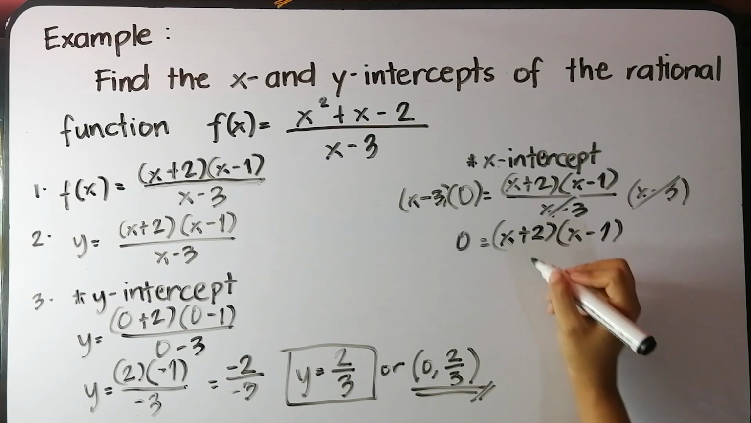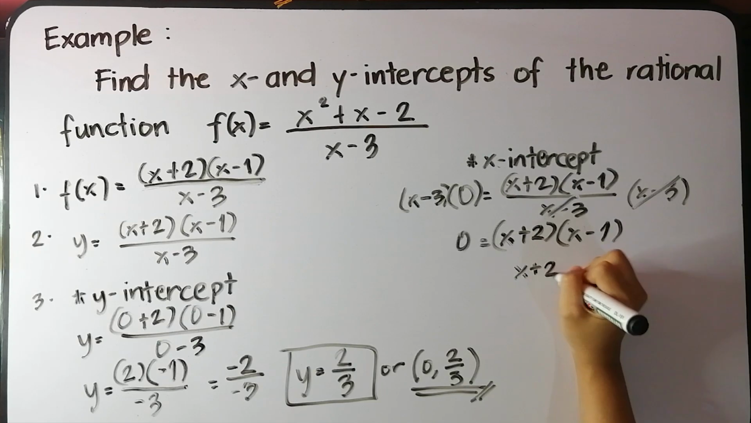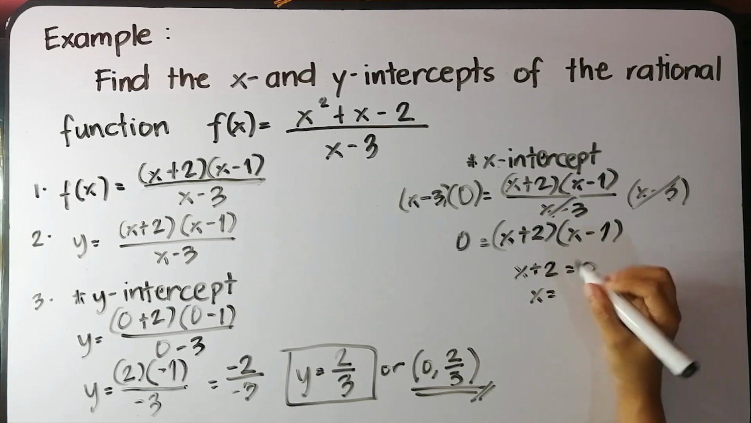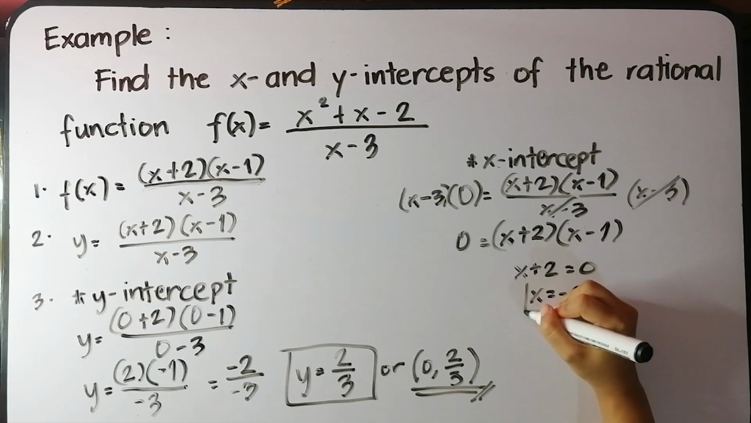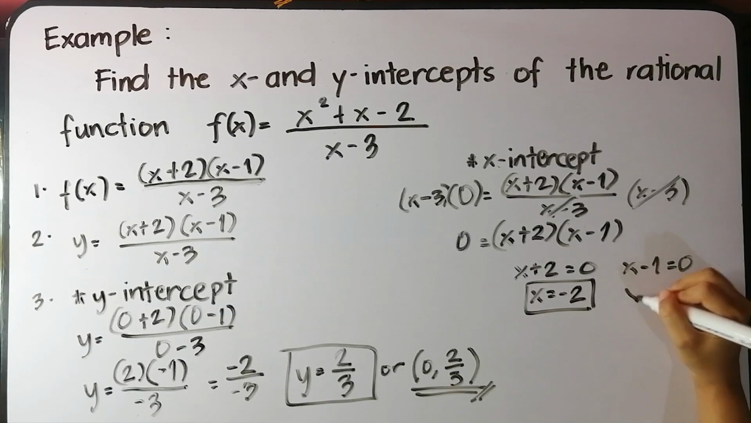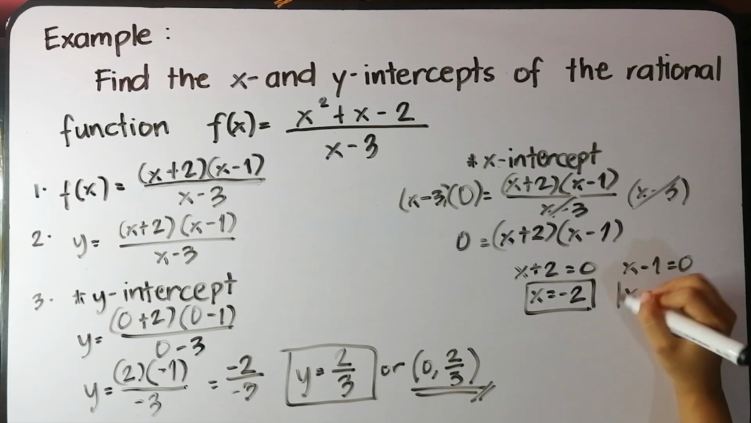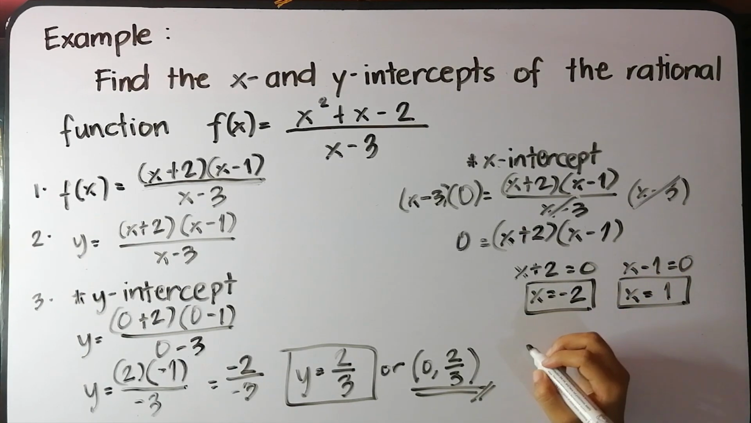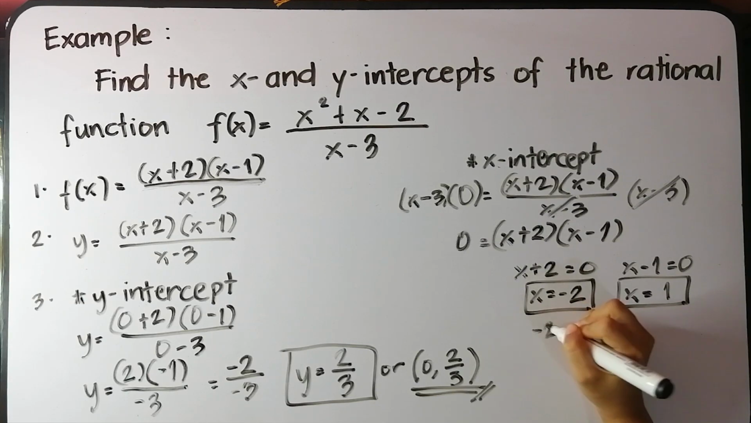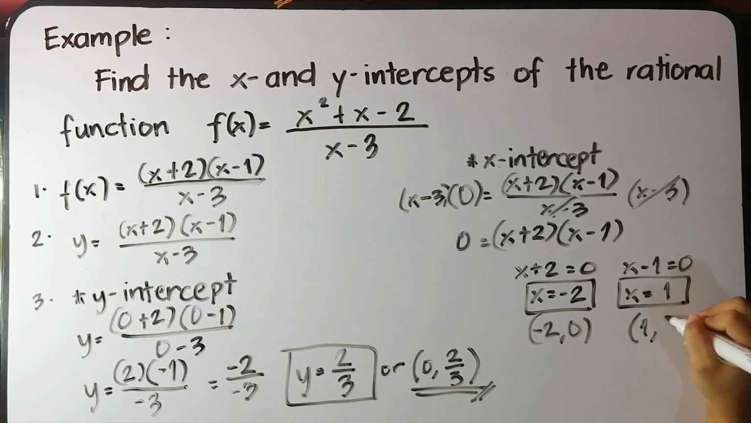To get the value of x, we equate the factors to 0. x plus 2 equals 0, so your first x-intercept is negative 2. Next, x minus 1 equals 0, so transposing negative 1 to the other side, x equals positive 1. In ordered pair form, we have (negative 2, 0) and (positive 1, 0). That's it for our x and y-intercepts.